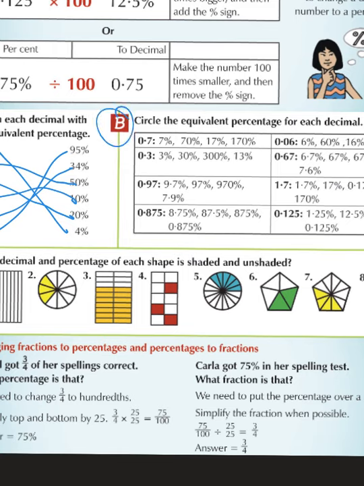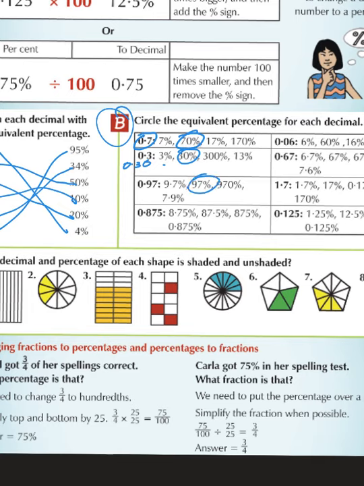We move on to B, circle the equivalent percentage for each decimal. So I spoke about fractions there, but we know that 0.7 is 70 over 100. 70 over 100 is 70%. 0.3 is 30 over 100. Or you could say 0.30. It's easier to have 2 digits after the decimal point here. When you're talking about hundredths, it makes it easier. 30%. It would be quite easy to make that into 3% if you didn't have the 2 digits.